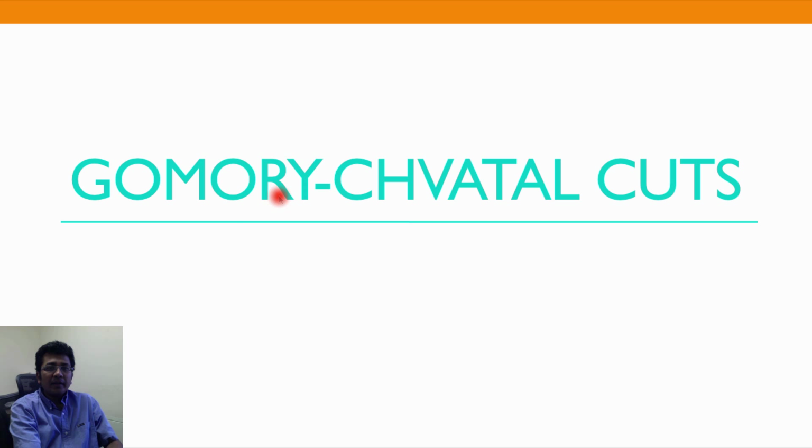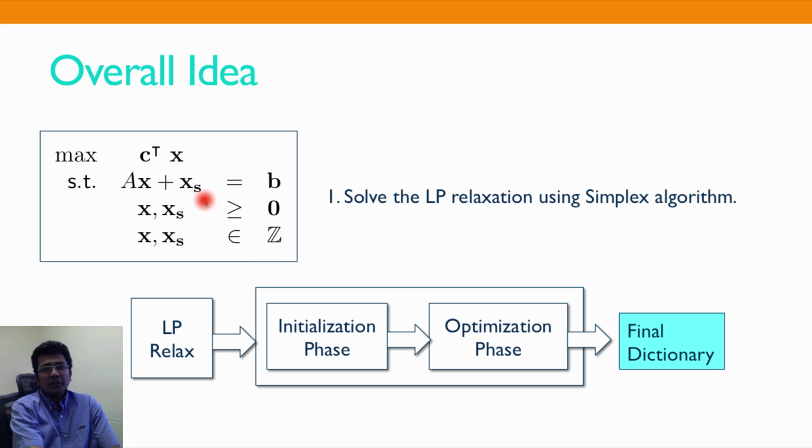Hey, welcome back. And in this lecture, we will talk about Gomory cuts. All right. So, what's the picture so far? The overall idea is we have a problem in this slack form where we have added slack variables.